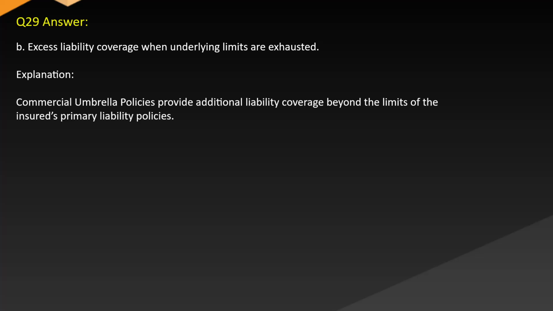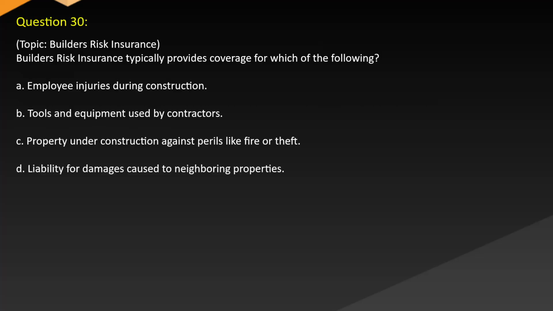Answer: B. Excess liability coverage when underlying limits are exhausted. Explanation: Commercial umbrella policies provide additional liability coverage beyond the limits of the insured's primary liability policies. Question 30. Topic: Builder's risk insurance.